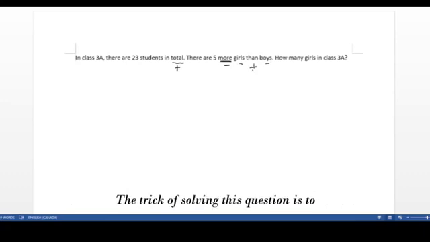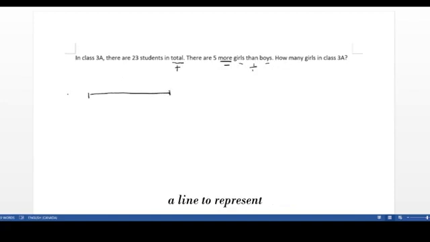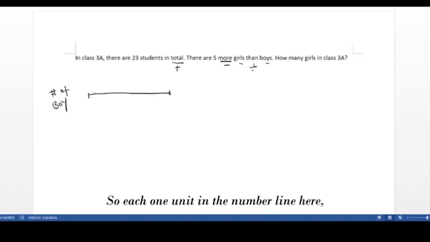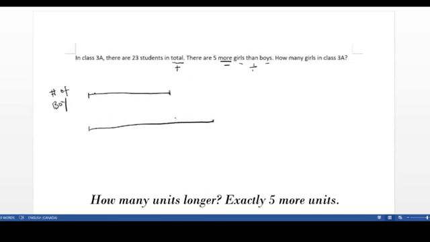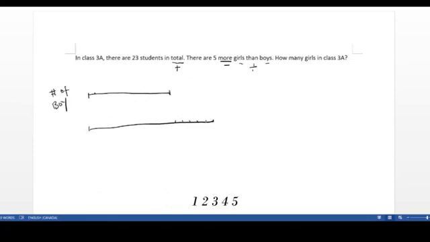The trick of solving this question is to rewrite it using a number line. Let me show you how to do it. We are going to use a line to represent the number of boys. Each one unit in the number line here represents one person. Then we draw a second line to represent the number of girls, because there are 5 more girls than boys, so this line has to be longer than the first one. How many units longer? Exactly 5 more units. 1, 2, 3, 4, 5.